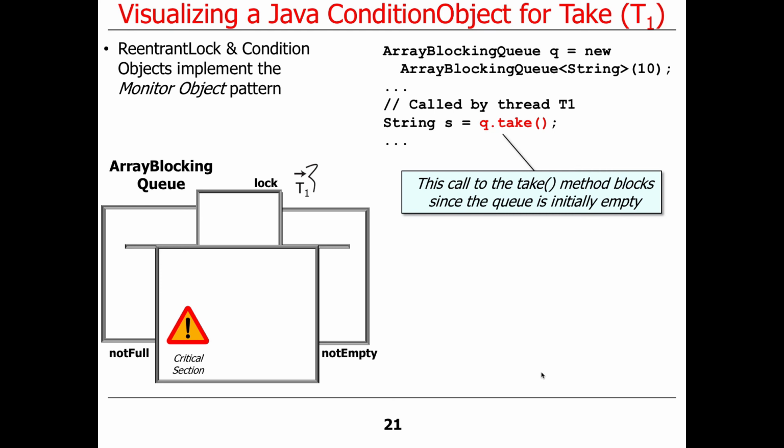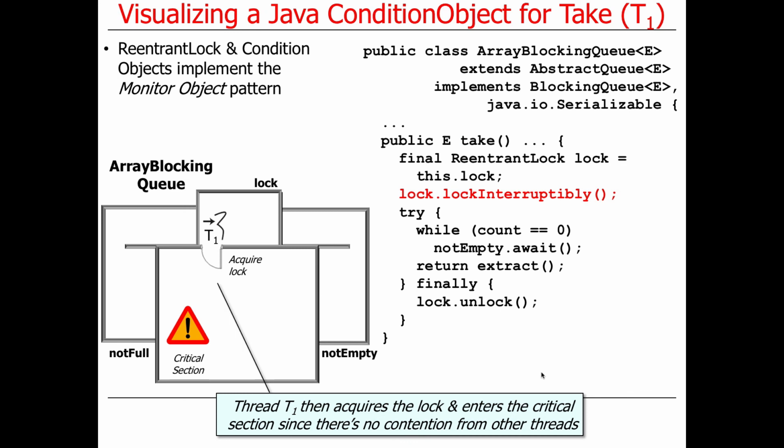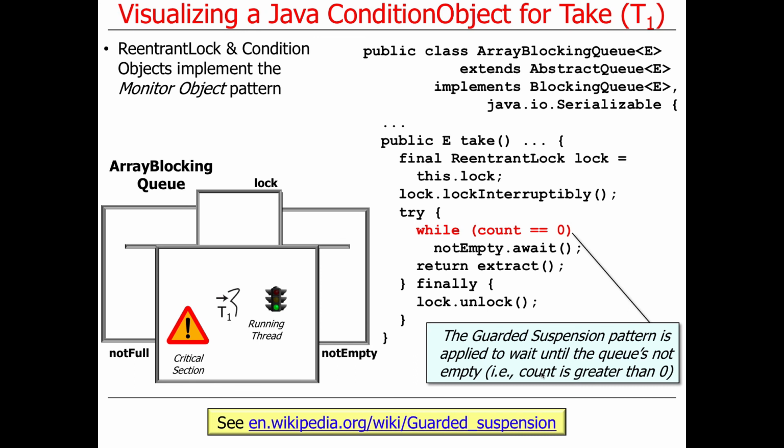And some thread T1 comes along and says, I would like to get a message out of that queue. Let's say it's a queue of strings, for the sake of argument. Here's what take does. Since there are no other threads at the moment, let's assume, thread T1 will be able to come in and acquire the lock. And since there's no contention, it'll come right in. And that will allow it then to enter the critical section, since there's no contention from other threads. It's then able to run.